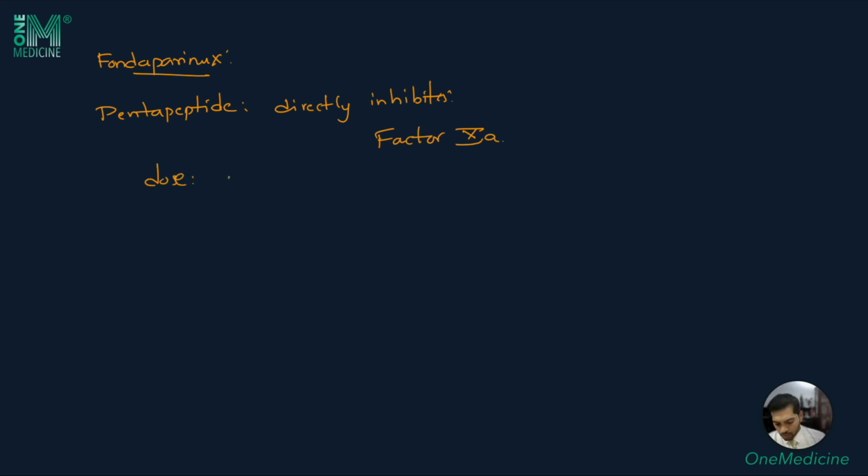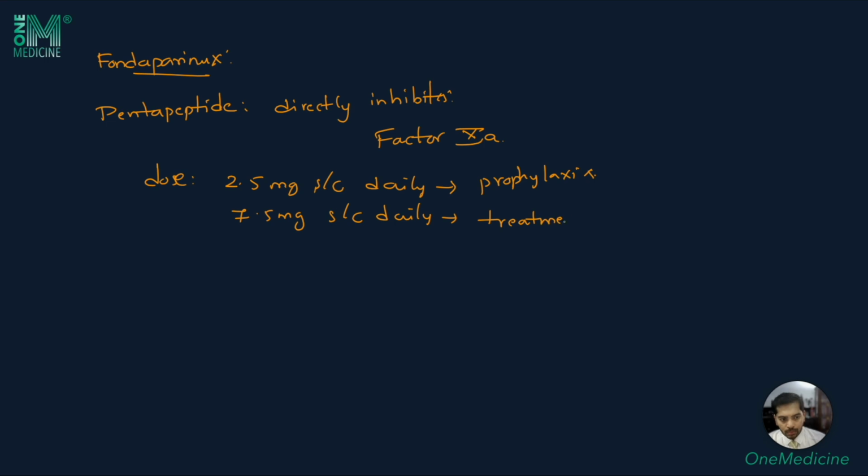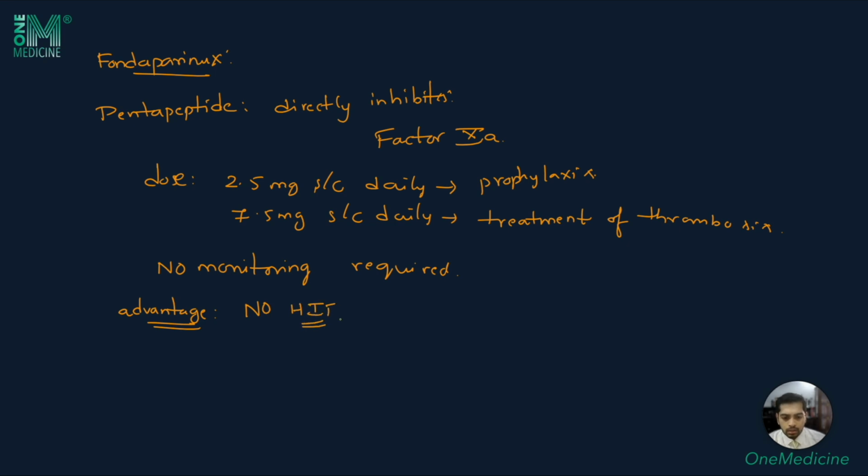Let's move on to the next anticoagulant, that is fondaparinux. This is a pentapeptide that directly inhibits factor 10A. This is usually given at a dose of 2.5 milligram subcutaneous daily in case of prophylaxis, 7.5 milligrams subcutaneous daily in case of treatment of thrombosis. There is no monitoring required. The advantage of fondaparinux over heparin is there is no heparin induced thrombocytopenia that occurs with fondaparinux.